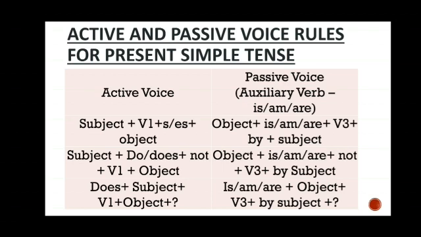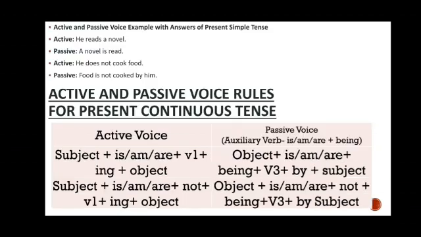ठीक है. और अगर ये इंट्रोगेटिव में होता है हमारा सिंपल प्रेजेंट टेंस, तो हम क्या करते हैं? इज, एम, आर पहले लगा देंगे, फिर हमारा ऑब्जेक्ट आएगा, उसके बाद वर्ब की थर्ड फॉर्म आएगी, फिर बाई आएगा, then you will add subject. Okay, now see the example. अब इसके एग्जाम्पल क्या है एक्टिव पैसिव में?